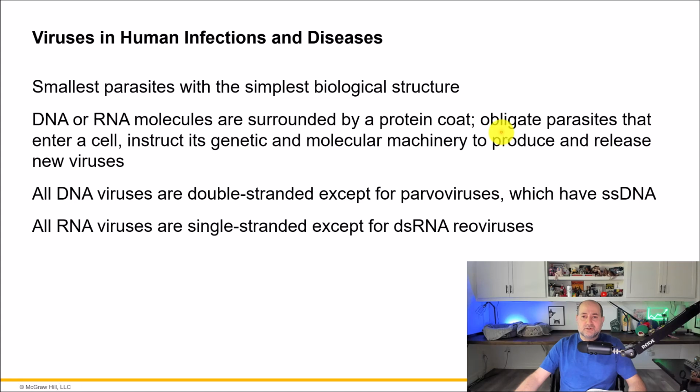And remember, viruses are obligate parasites. They must infect a host cell in order to reproduce. Once it enters that cell, it instructs that cell's genetic and molecular machinery to produce and release new virions. All of the DNA viruses, which we're going to cover in this chapter, are double-stranded except for parvoviruses, which actually have single-stranded DNA genomes. In the next chapter, we're going to cover RNA viruses. All RNA viruses are single-stranded except for double-stranded RNA reoviruses.